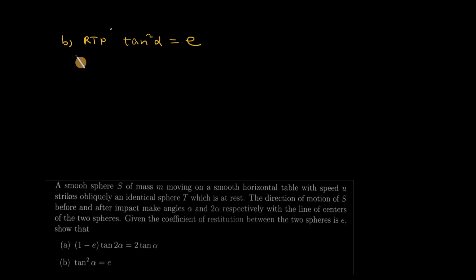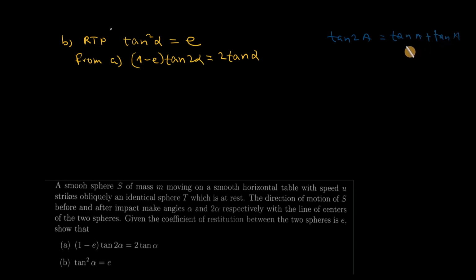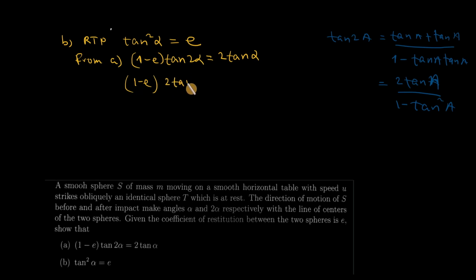B. Required to show that tan square alpha is equal to e. We know that from the a part of the equation, 1 minus e tan 2 alpha is equal to 2 tan alpha. You got to recall that tan 2a is the same as tan a plus tan a all over 1 minus tan a times tan a, which is the same as 2 tan a all over 1 minus tan square a. So it means from here 1 minus e times 2 tan alpha over 1 minus tan square alpha is equal to 2 tan alpha.